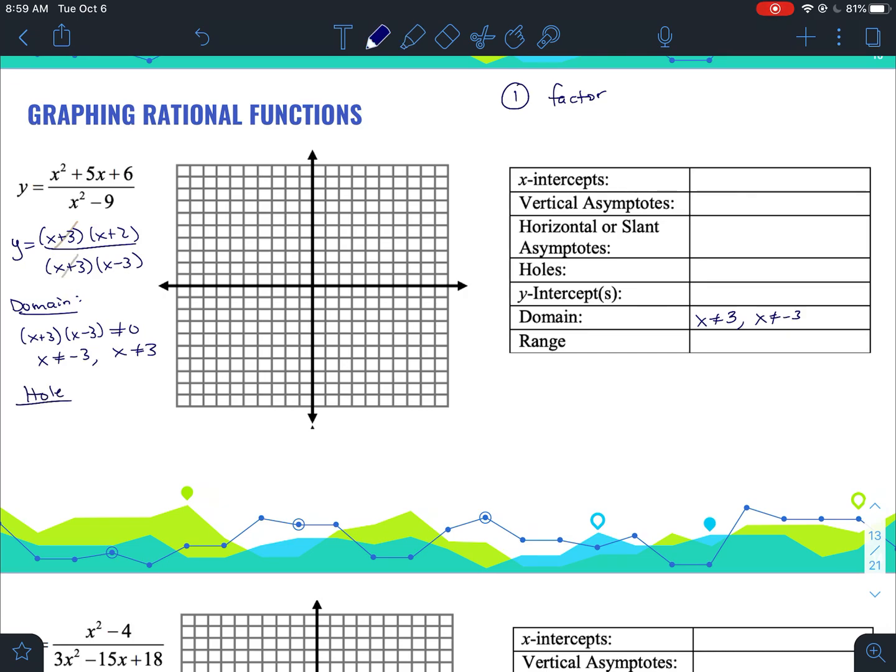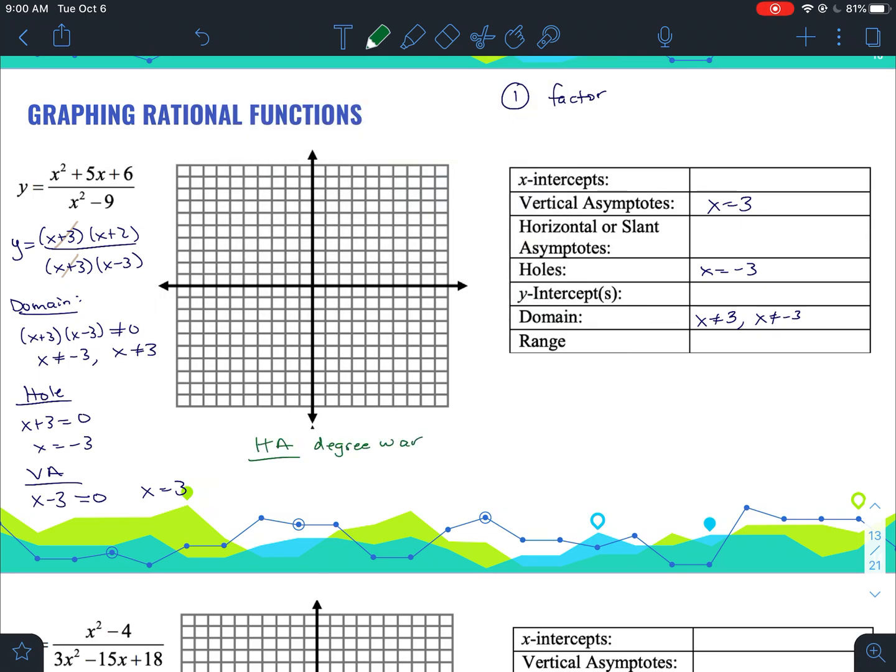For our vertical asymptotes and holes, notice what cancels. The x plus 3 cancels, so I have a hole at x equal to negative 3. So you take whatever cancels, set it equal to 0 and solve, and that's going to make a hole. You have vertical asymptotes with what's left in the denominator. So what's left in the denominator is x minus 3. So I'm going to have a vertical asymptote at x is equal to positive 3.